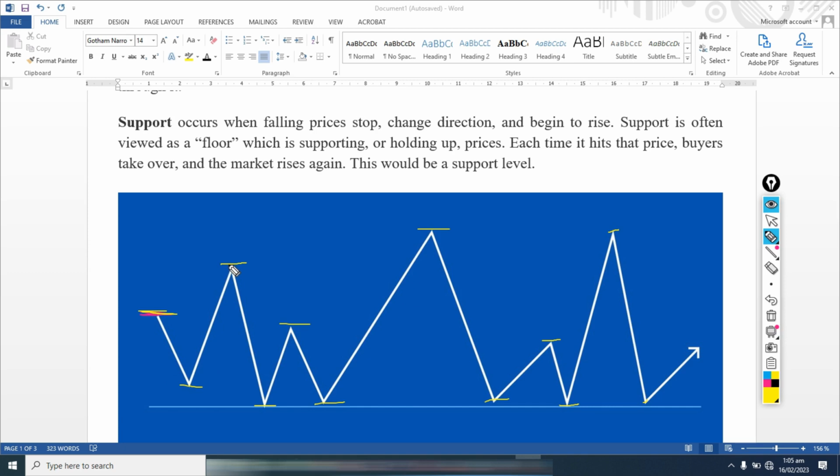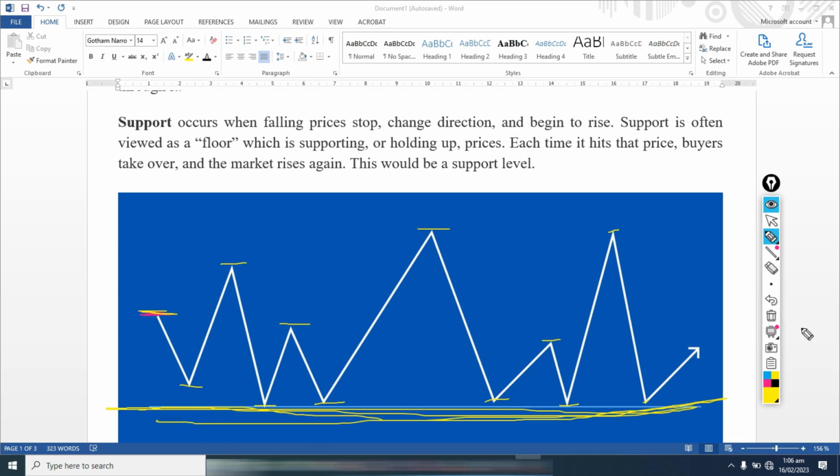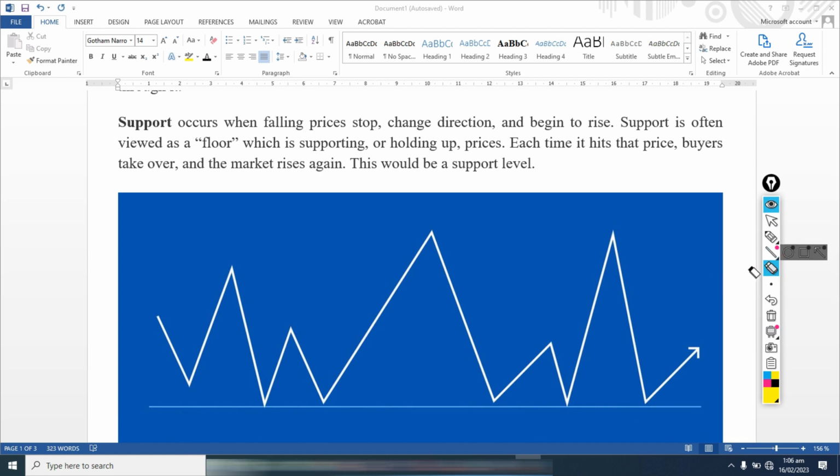So what we are saying in essence is that support usually occurs when price falls down, stops, and direction is changed, and it comes down again, begins to fall back to a particular level here, which is now viewed like a floor. And each time price falls down to this particular level, it always rises up. So it's more or less like a floor which is supporting or holding up prices, such that price finds it difficult to break below this level. So this line you are seeing here, which is drawn in blue, this is our support level.